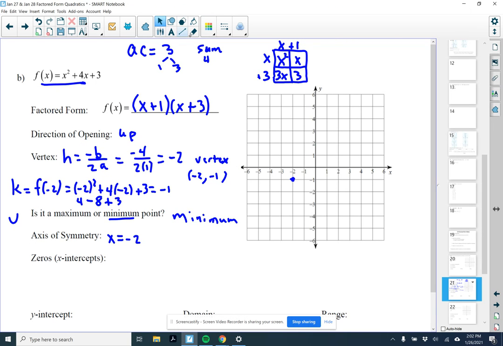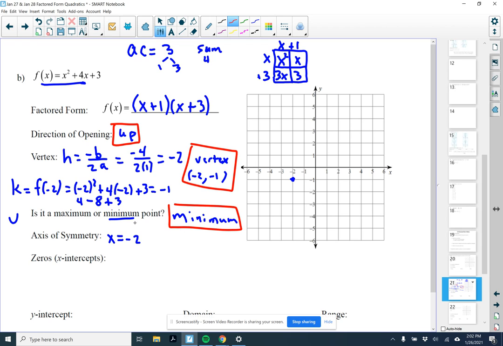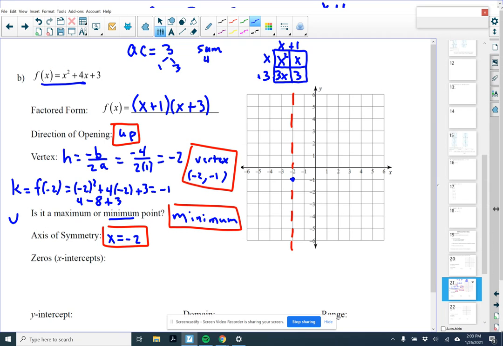I'm going to switch colors here really quick. Do a couple of things. Circle up some important information. Vertex. Vertex is a minimum point. Axis of symmetry. I'm going to draw my axis of symmetry. It's a nice little reference line. Vertical line through the vertex. Okay. All right. Let me change back to my blue. Go back to our full screen.